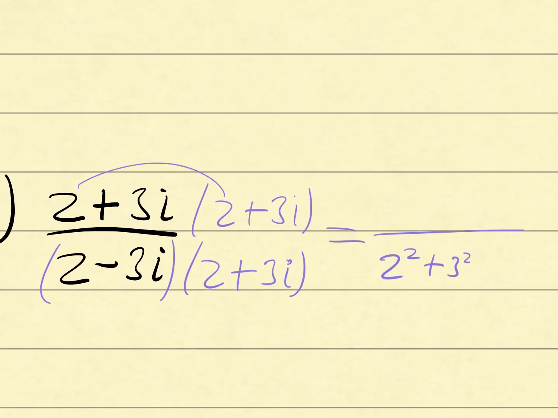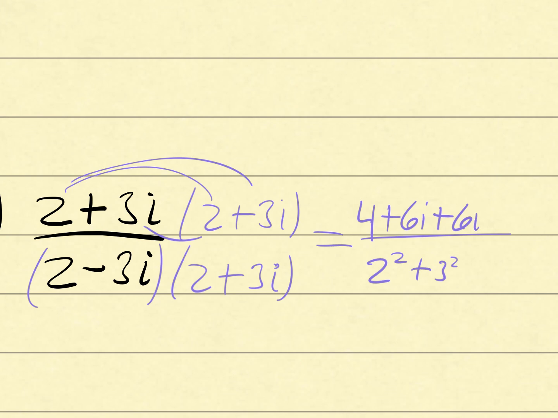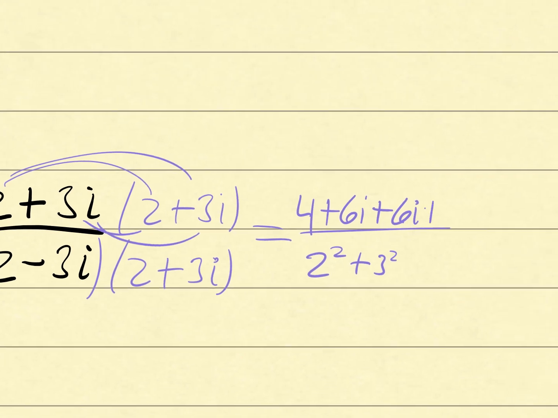So 2 times 2 is going to get you 4. 2 times 3i should get you 6i. 3i times 2 is going to get you 6i. And 3i times 3i is going to get you 9i squared. But once again, what do you do with that i squared? It equals -1, so change the sign. Good. Cross it out and change the sign in front.